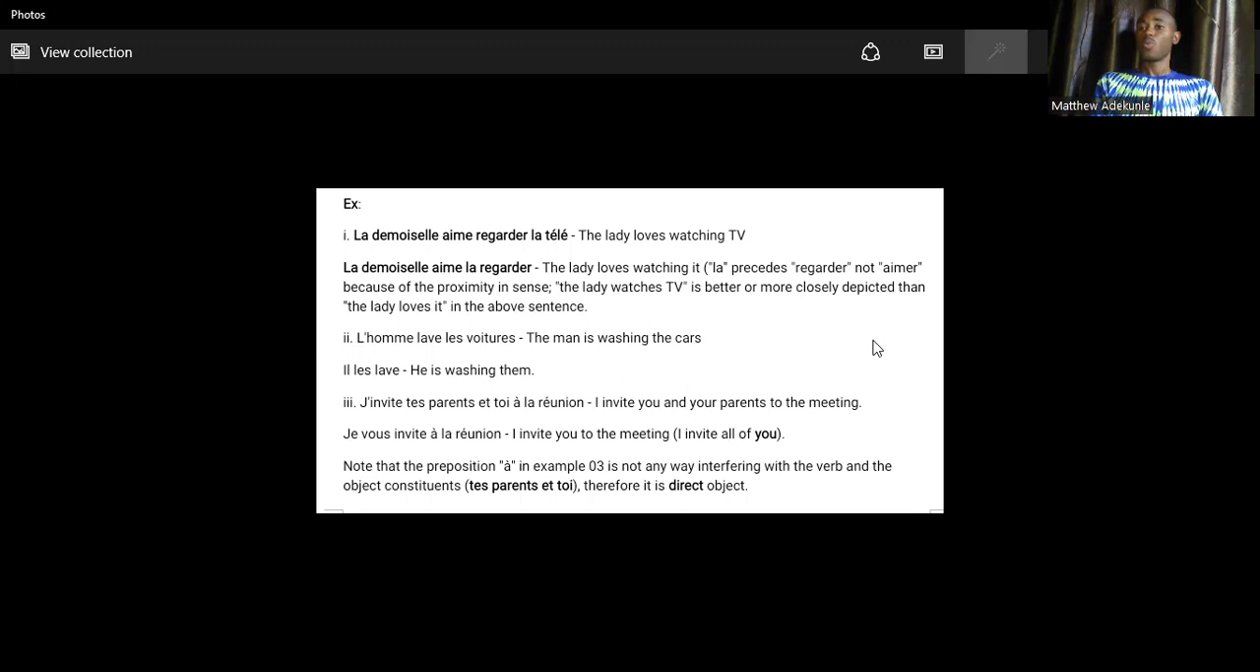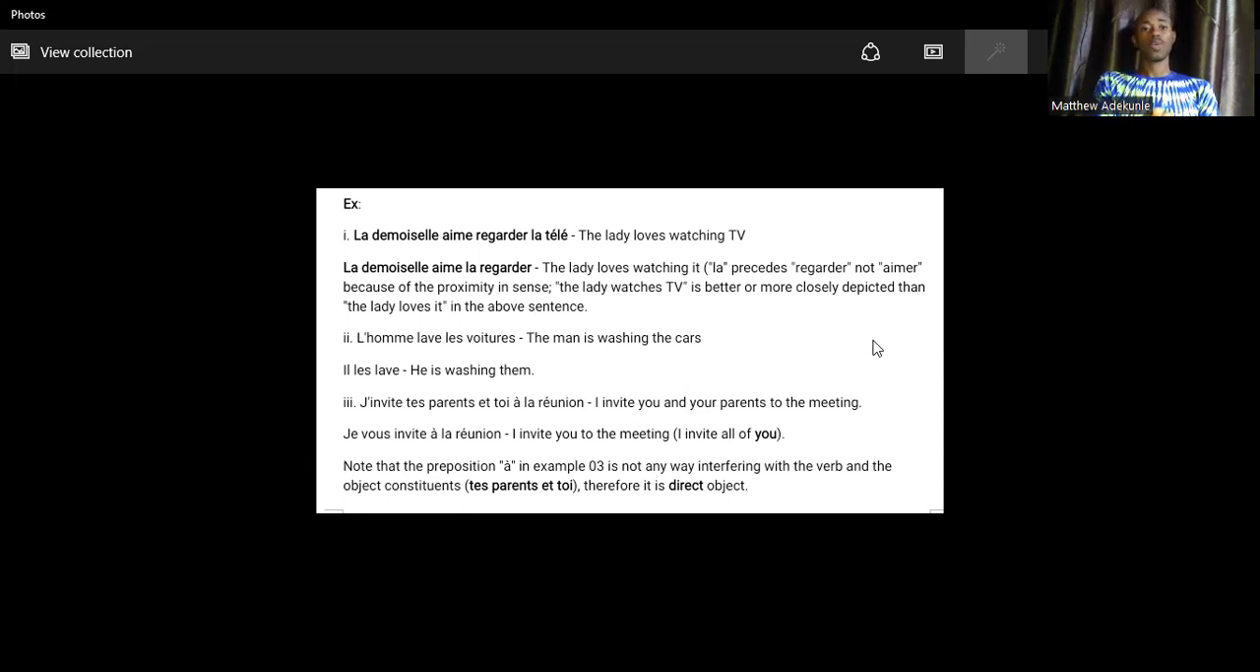So, for example, what is the direct object in the first sentence there? That's TV, la télé. And la télé there is a direct object. If you look at it, you remember the explanation I told you. In between regarder and la télé, there's no preposition à or de, so that makes it a direct object. So if we want to replace TV now, what we are saying is that the lady loves watching it. So la demoiselle aime la regarder, and it has to come before the verb, not the first verb.